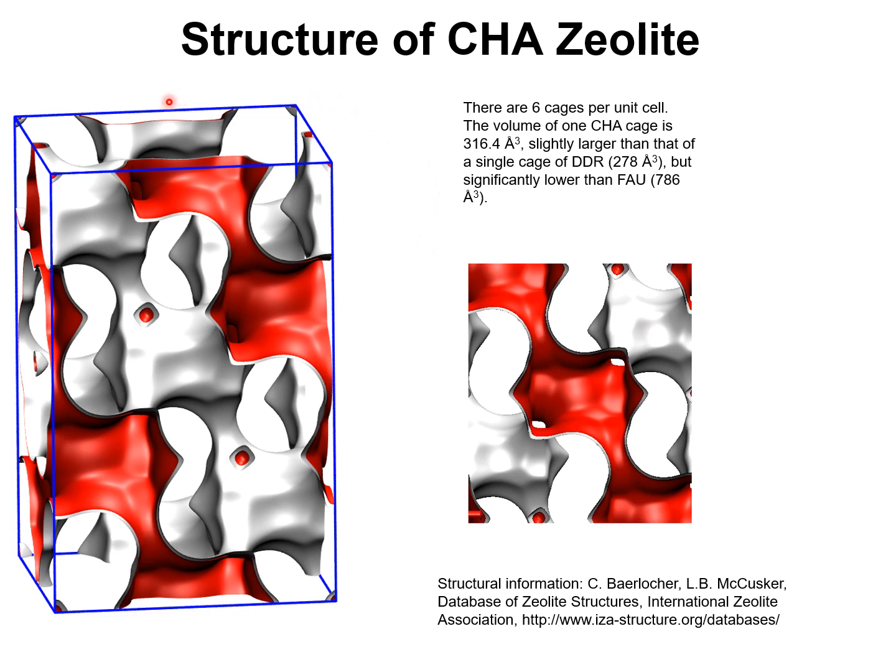Here's the structure of chabazite. One unit cell of chabazite has 6 cages. Each cage is separated from an adjacent cage by narrow 8-ring windows. The cage volume for chabazite is slightly larger than for DDR zeolite, but significantly smaller than for faujasite.